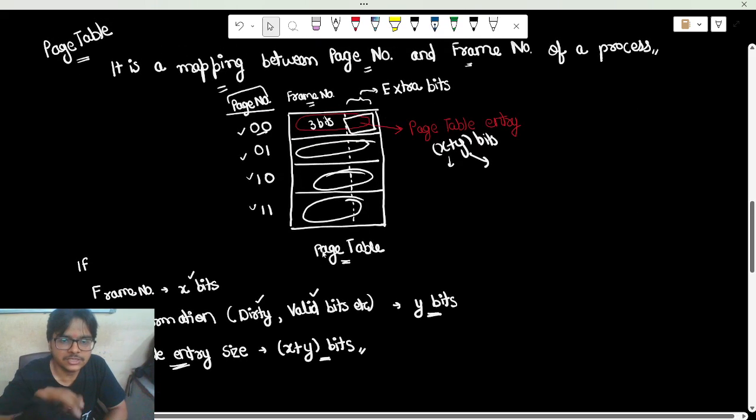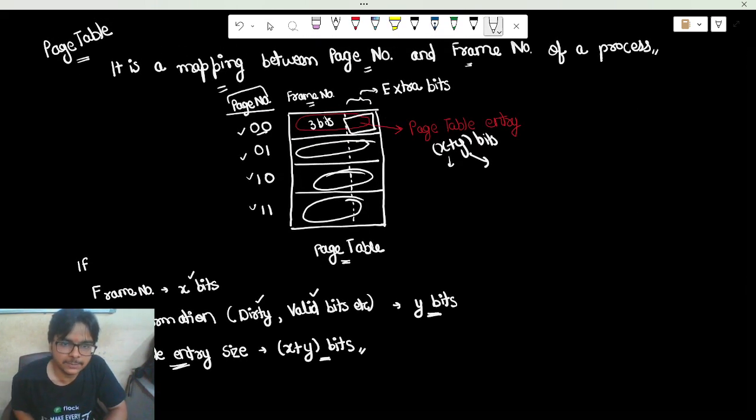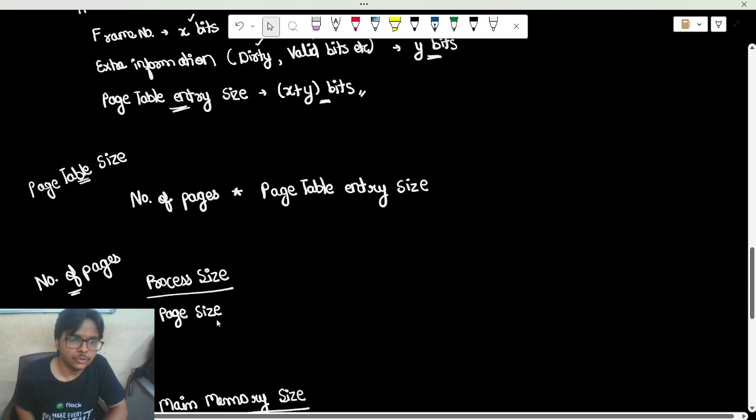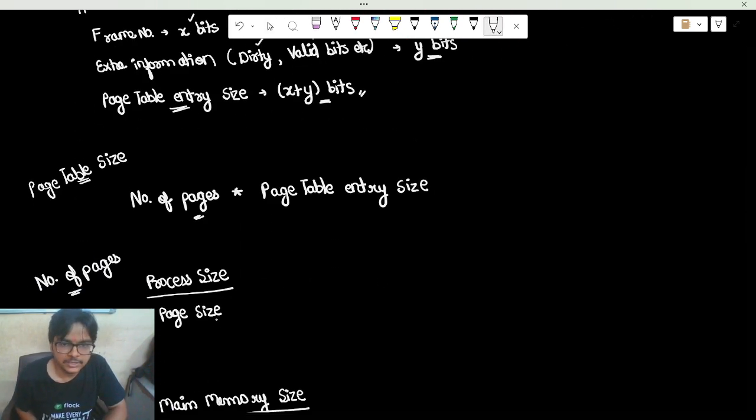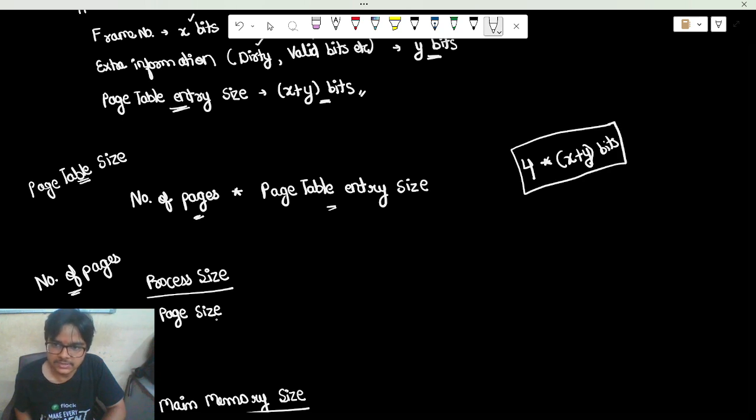As you can see, your page table has multiple entries. The number of page table entries will be equal to the number of pages. So your page table size will be the number of pages times one page table entry size. In the example, there are 4 pages, and each page table entry size is X plus Y bits. So this will become your page table size.